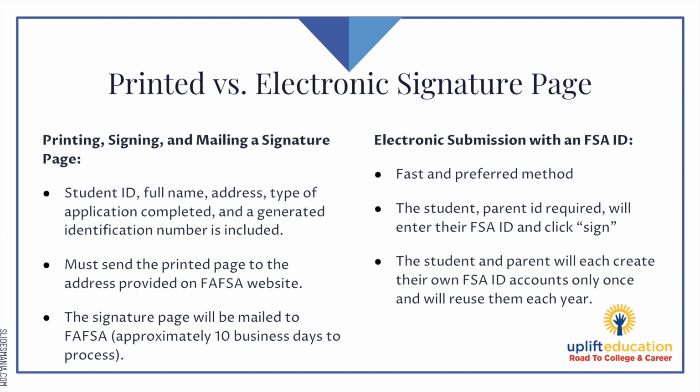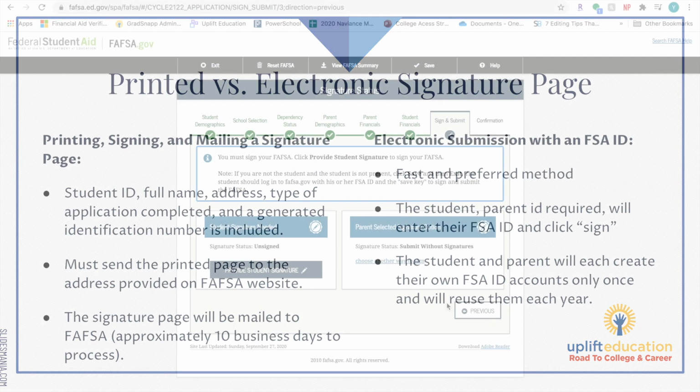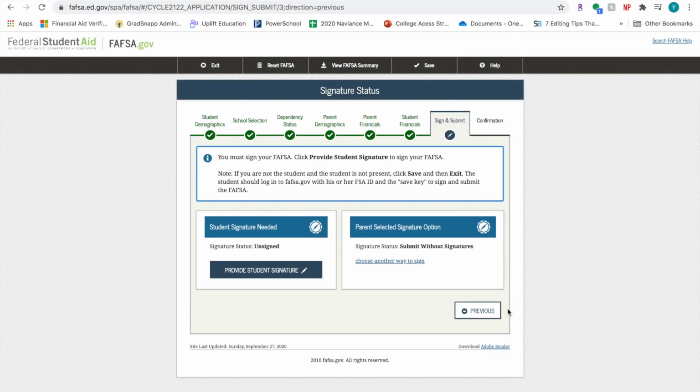So although the electronic submission is faster and is preferred because you get immediate results, the printed page works just as well and will make sure that the FAFSA is submitted. So once you submit the FAFSA, or once you provide the student signatures, there will be a little button that will show up next to previous that says submit my FAFSA. And because this is an example FAFSA, there is no submit button.